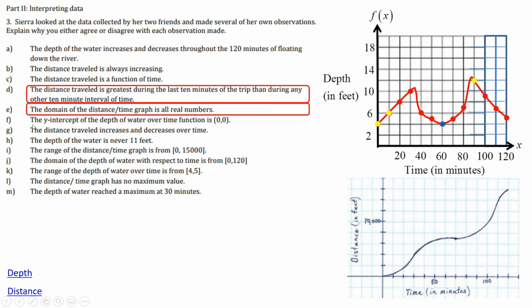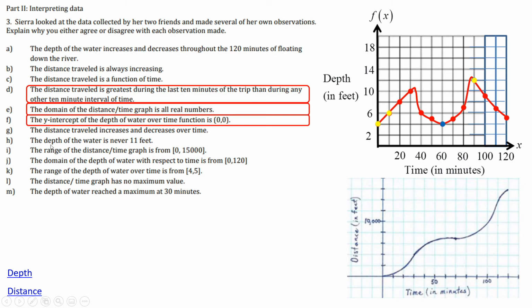Okay, how about F? The y-intercept of the depth of water over time function is 0, 0. Well, here's my depth graph. And that is a y-intercept of 0, 4. The y-intercept of the distance graph is 0, 0. So we're going to have to disagree again.